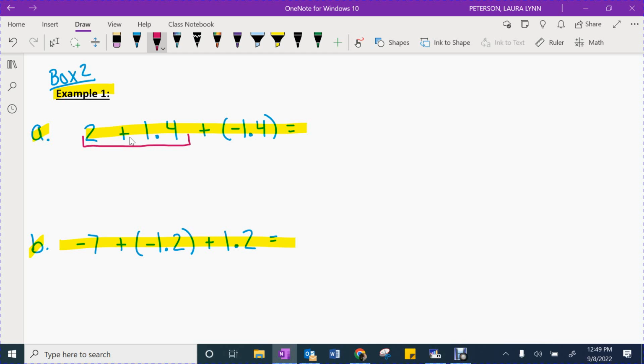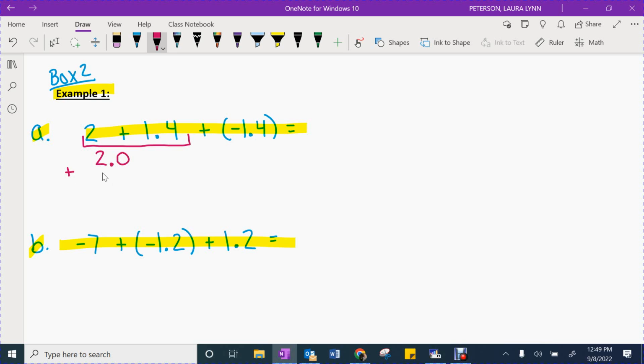So I'm going to add 2 plus 1.4. Now, this is a decimal. And so when I'm dealing with decimals, I have to line up decimals. Well, you might have forgotten this, or you might remember, who knows? When I don't see a decimal in a number like I don't with 2, it's actually at the end. So it's really 2.0.